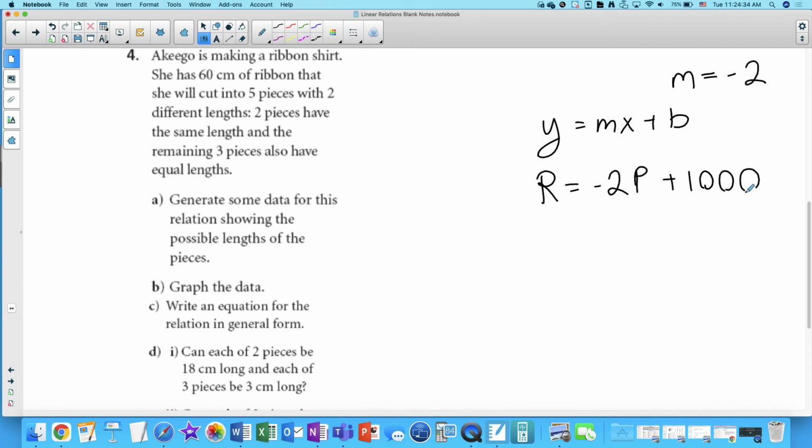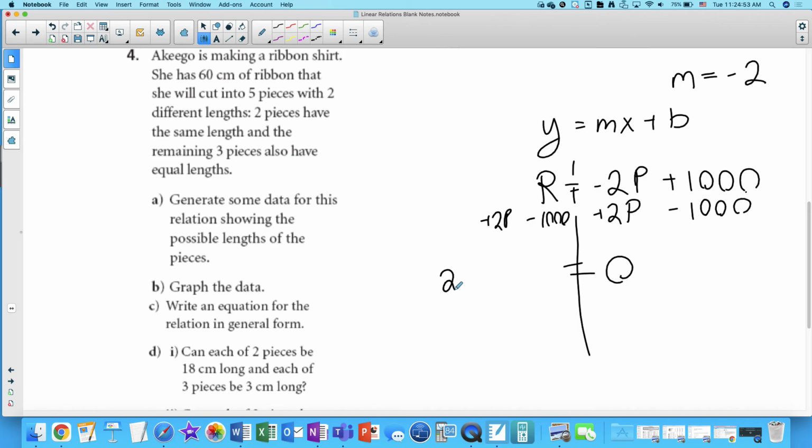Okay, now we can think about general form. So for general form, maybe this is negative, so I'll move it over to the other side and subtract 1,000 plus 2p minus 1,000. Right, so now the right side is 0 and the left side is 2p plus r minus 1,000 equals 0. You wrote P twice. Thank you. That's an easy fix. There we go. Okay.